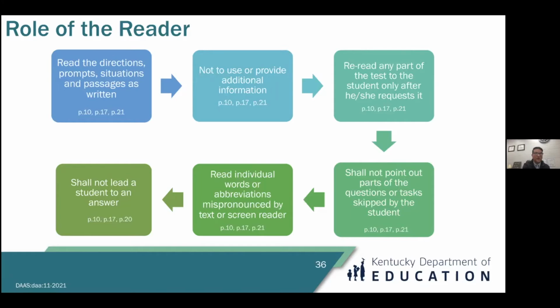So you don't want to inflect or point or make any kind of non-verbal behavior, or even a louder tone of voice that would lead the student to the correct answer. These rules apply to any state test given in any format, whether the student's taking a test online or taking a paper pencil test. Very, very important.